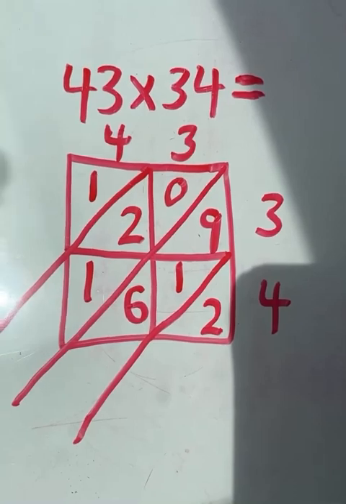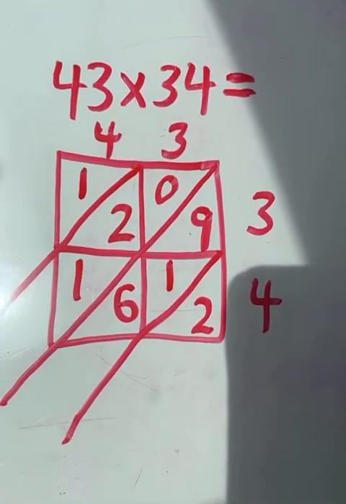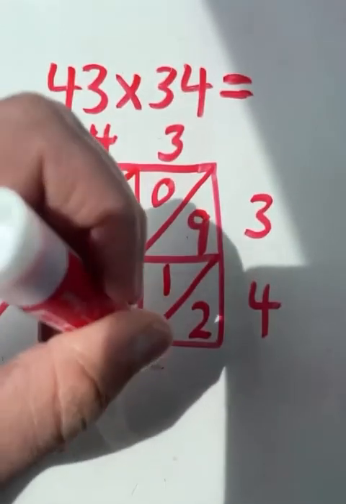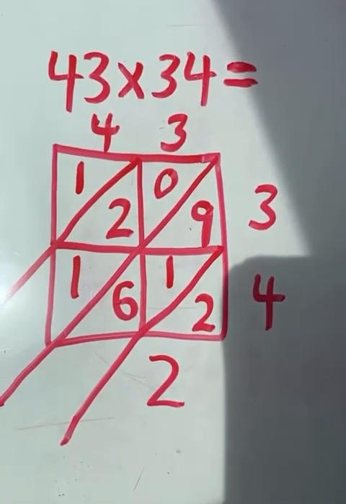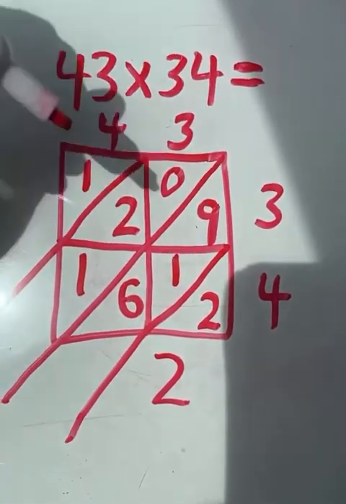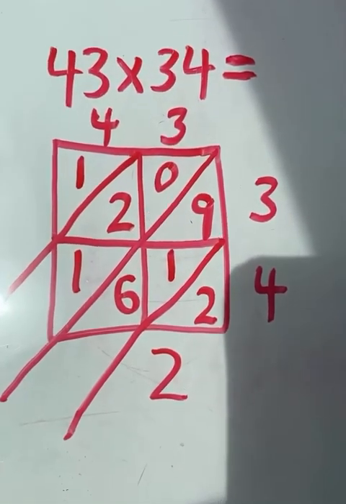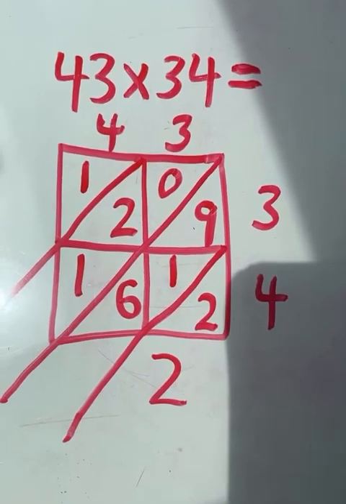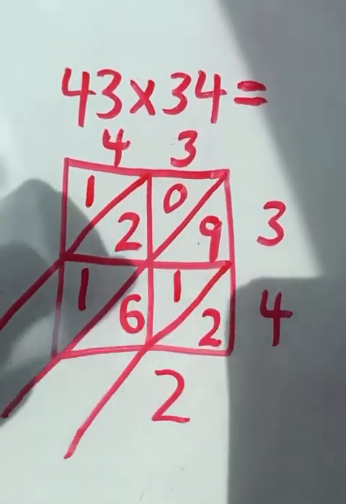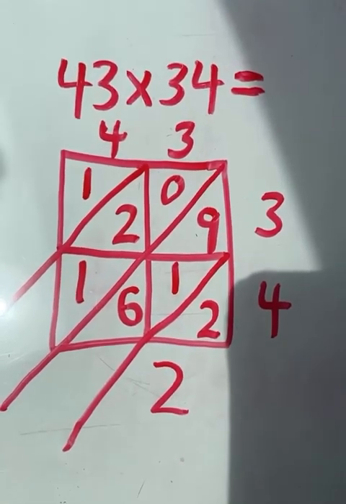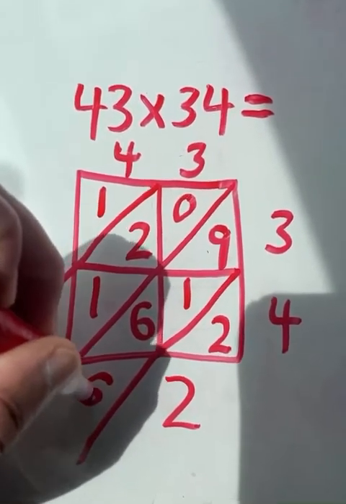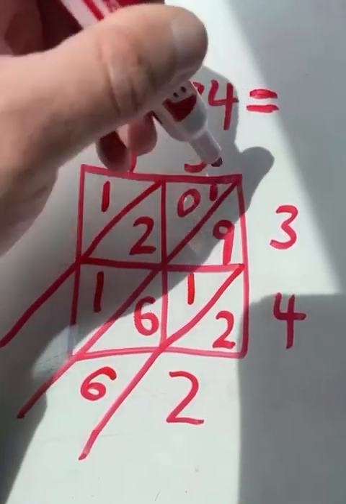Now, we have to add all the numbers within the square going along the diagonal lines. So along this first diagonal line, we just have 2. Then we have to add the numbers in between these 2 diagonal lines. So we need to add 9 plus 1 plus 6. 9 plus 1 equals 10. Plus 6 equals 16. We have to regroup, just as we would with any addition problem. So the 6 in 16 goes here. The 1, we're going to carry that over.